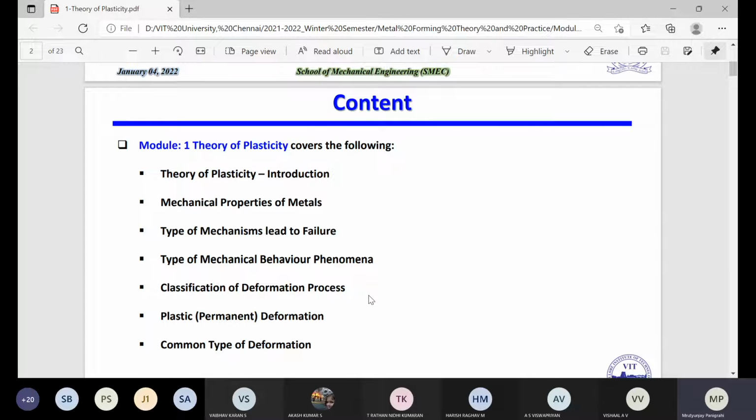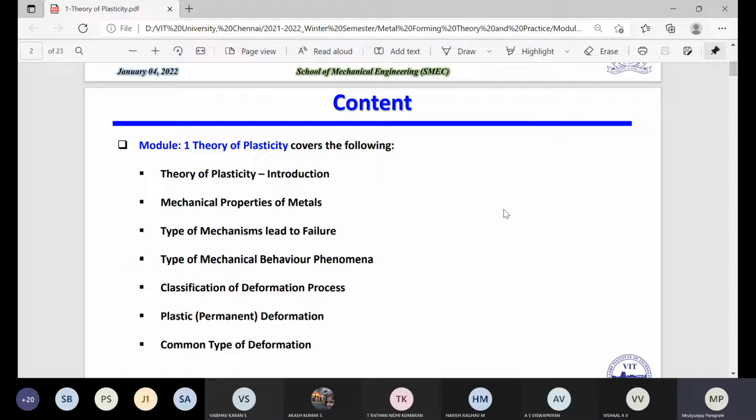Okay. So today we will start with the theory of plasticity. I have already introduced something in the previous module, but I will put something new. Then in the next class we will go into detail about plasticity. So we'll talk about the theory of plasticity, a basic introduction. When we are going for plastic deformation, we have to understand the basic mechanical properties. Of course, we have studied a little bit, but we will go into detail about the mechanical properties.